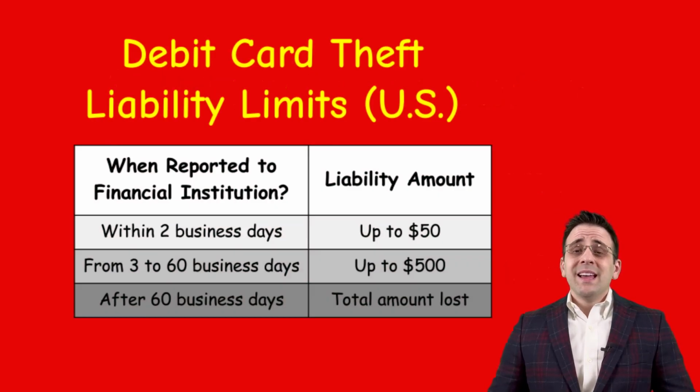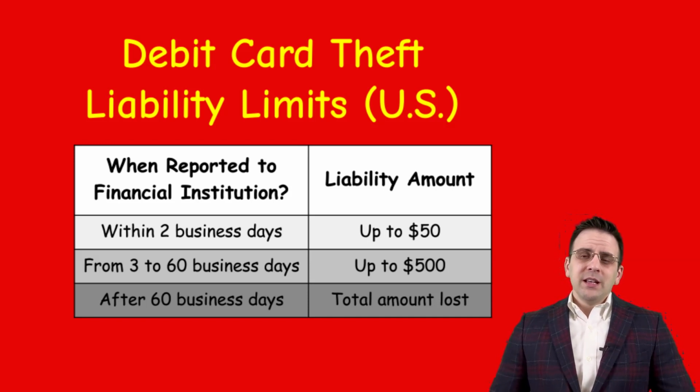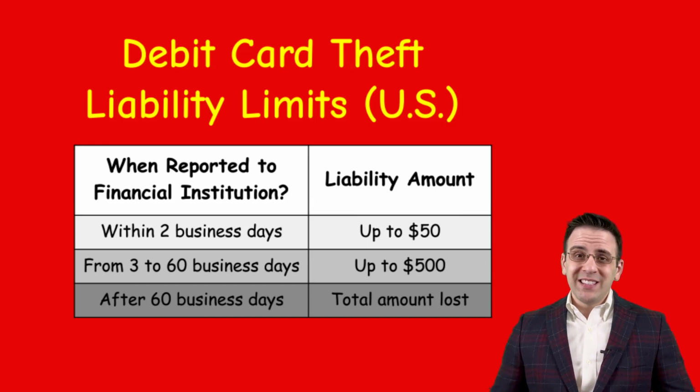For instance, as of the date of this class, if someone steals your debit card in the United States, you are only liable for up to $50 of unauthorized purchases if you notify your financial institution within 2 business days. Up to $500 if you notify them within 60 days. And you may be liable for the entire amount of the fraud if you don't take necessary action within 60 days.